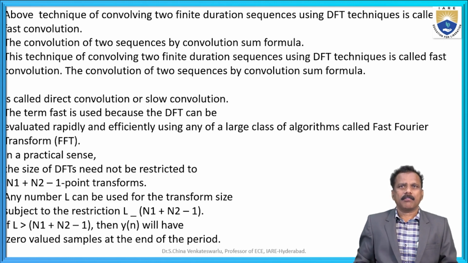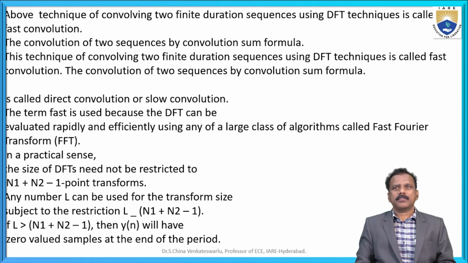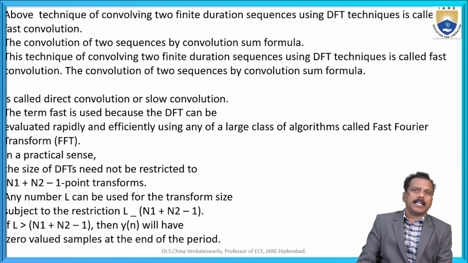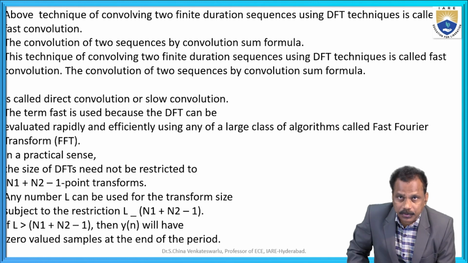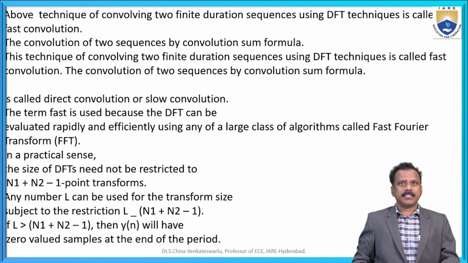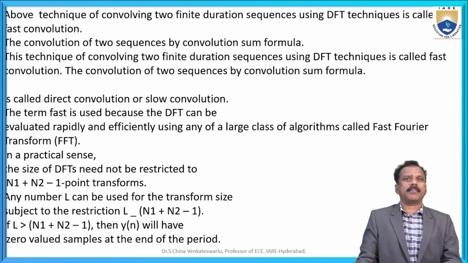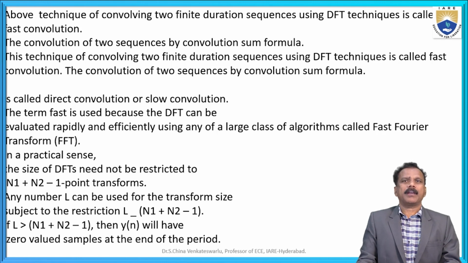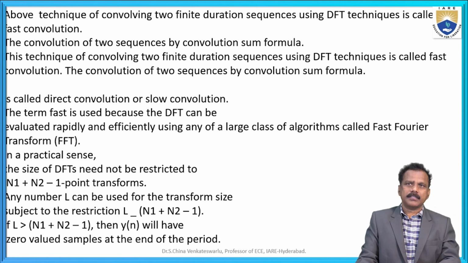This technique of convolving the two finite duration sequences using DFT techniques is called fast convolution. The convolution of the two sequences by the convolution sum formula is called direct convolution or slow convolution. The term fast is used because the DFT can be evaluated rapidly and efficiently using any of the large class of algorithms called FFT, fast Fourier transform.